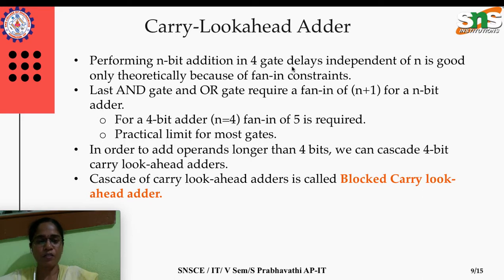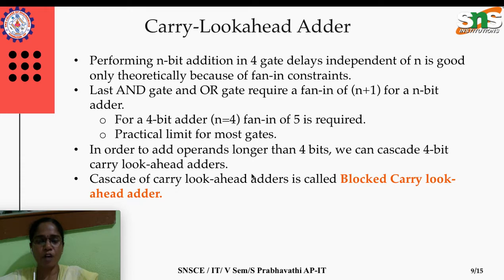Okay, so theoretically it is difficult to implement such a huge fan in when our input size is more than 4 bit. Then there comes another concept. Here the last AND gate and OR gate require a fan in of n plus 1. That's what I have shown here. So 5 inputs are required. Practically there is a limitation on the fan in a gate can accept, which is nothing but the number of inputs given.